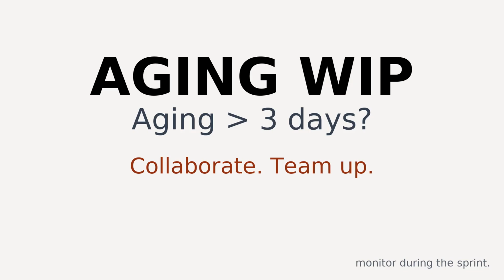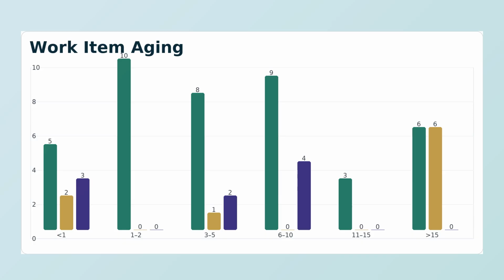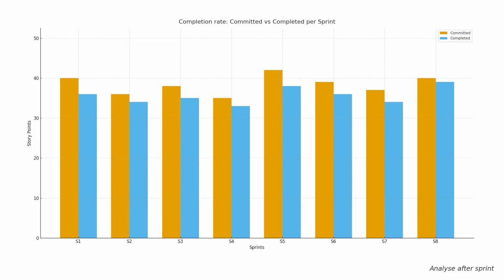Work item aging. Aging WIP highlights items stuck in progress. If something's been stuck more than 3 days, pair up or team up to move it. Check aging during sprint execution to flag blockers. Completion rate. Committed versus done. Check this metric when sprint ends. Review completion rate: what we committed compared to what we finished. Use it to right-size the next sprint and improve planning.